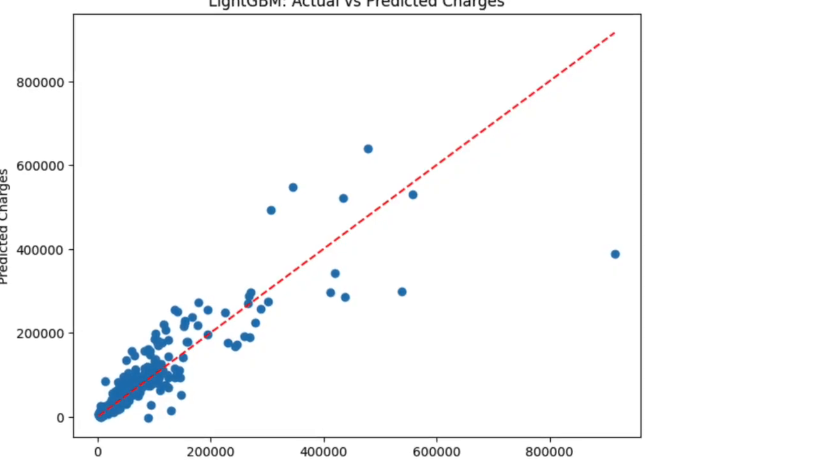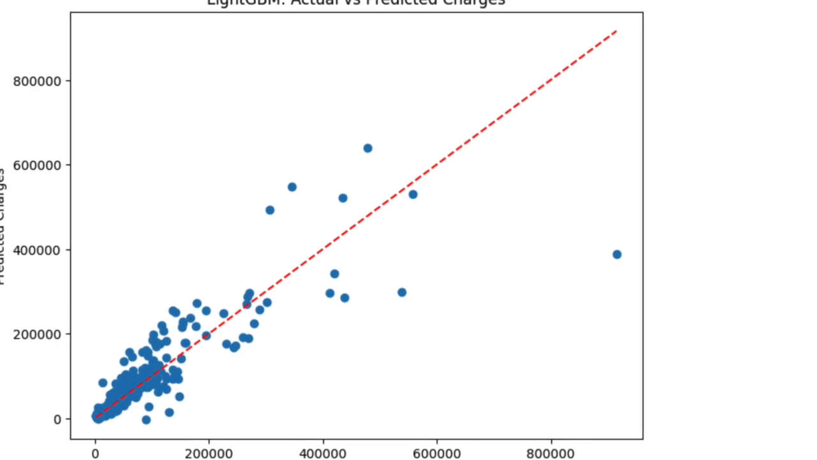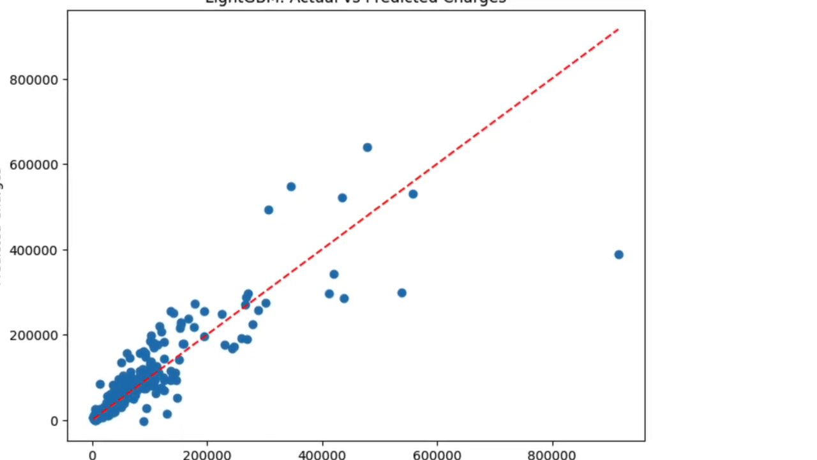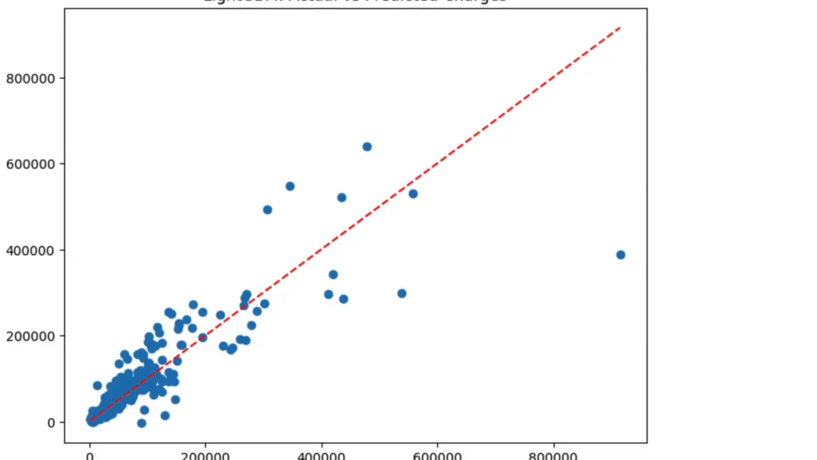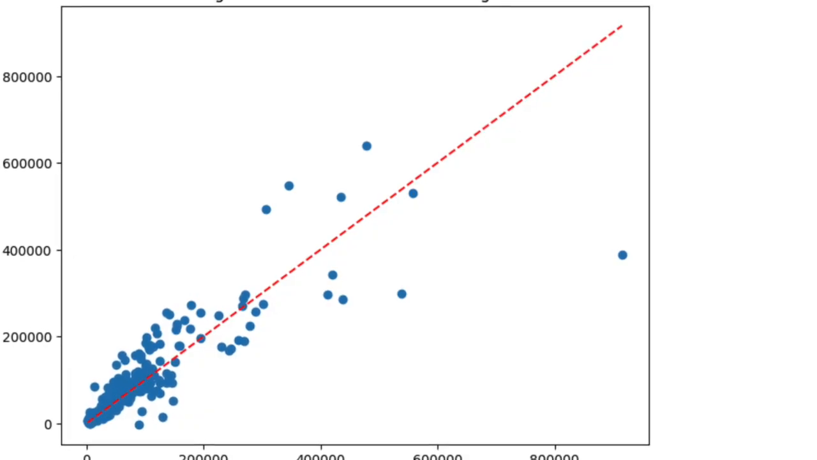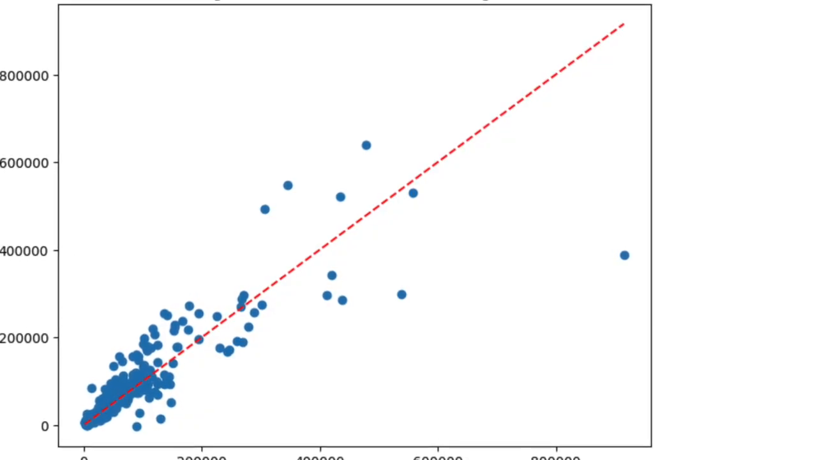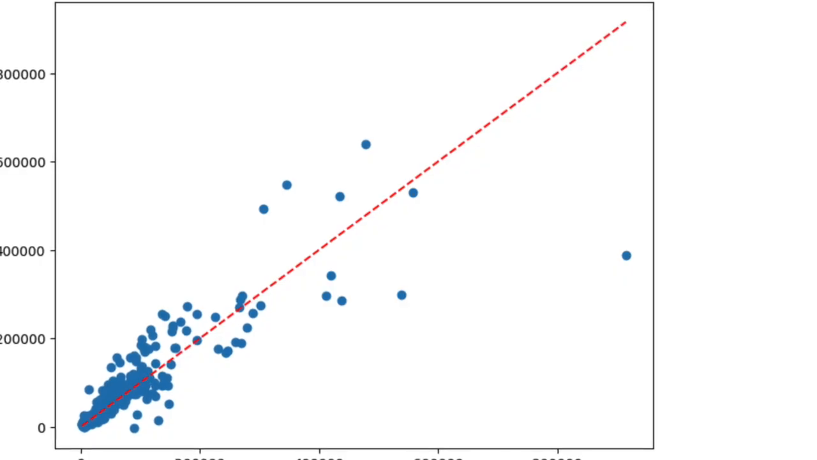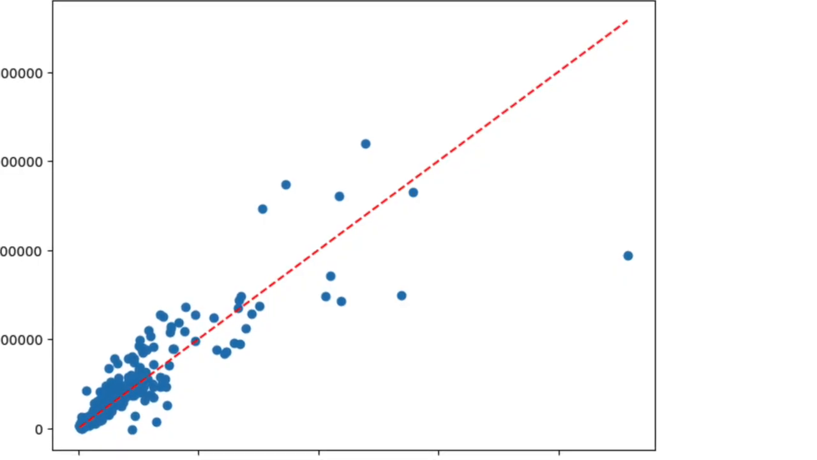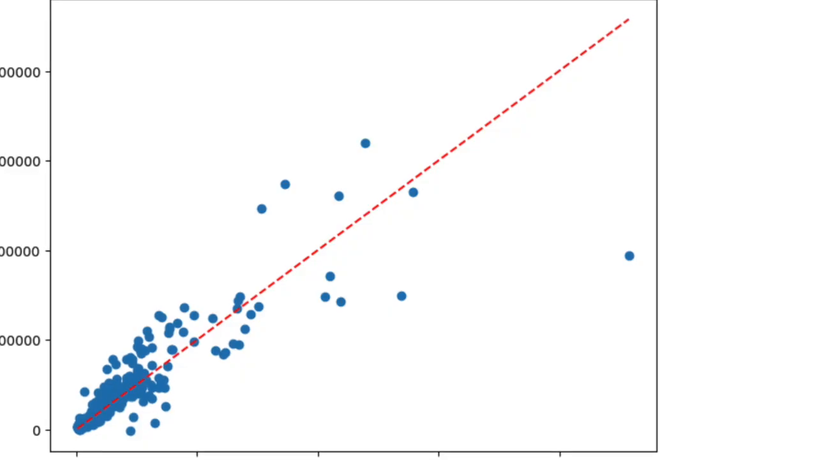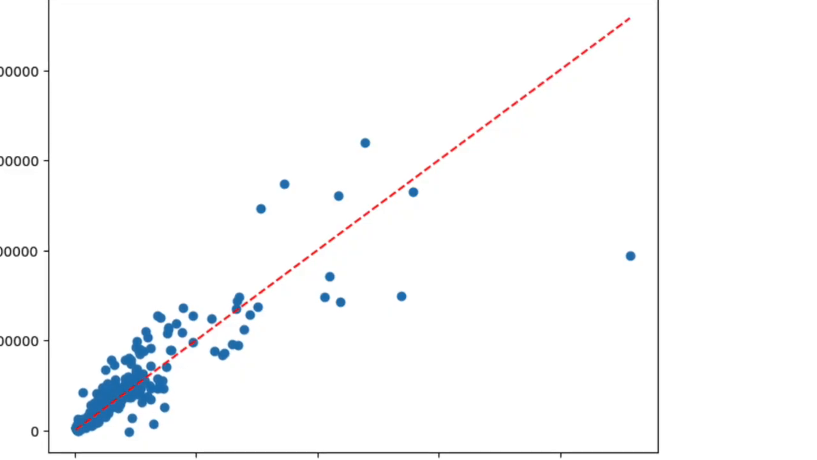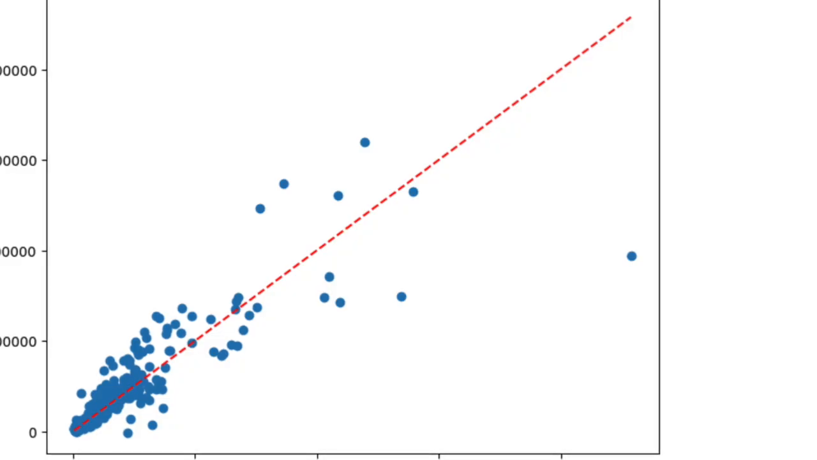In conclusion, by the end of this analysis, we will have compared the performance of both models and determined which one provides the most accurate predictions for hospital charges. The learning curve and the actual versus predicted plot will help us to identify any areas of improvement and guide us in refining the models further if necessary.